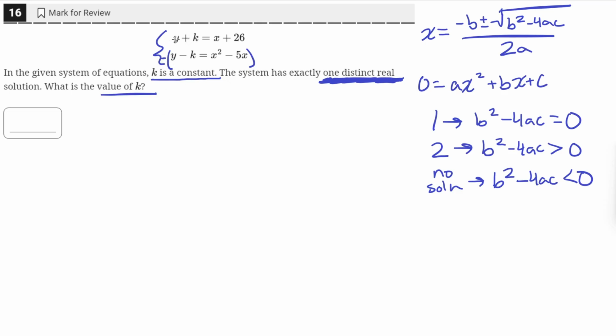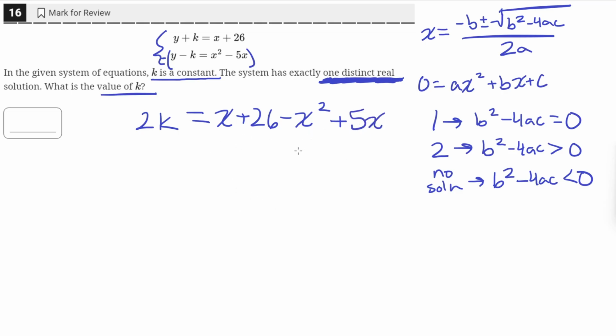So we'll have y minus y, which is just 0, k minus negative k, so that's just 2k, since negative k times a negative is positive. Then on the right side, we'll have x plus 26 minus x squared minus negative 5x. So that's just plus 5x.